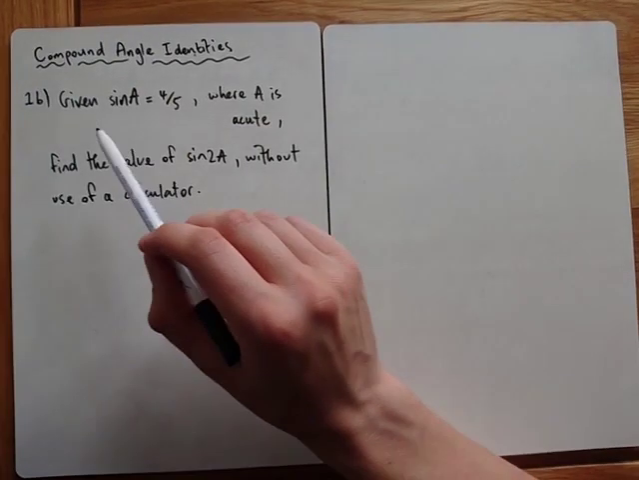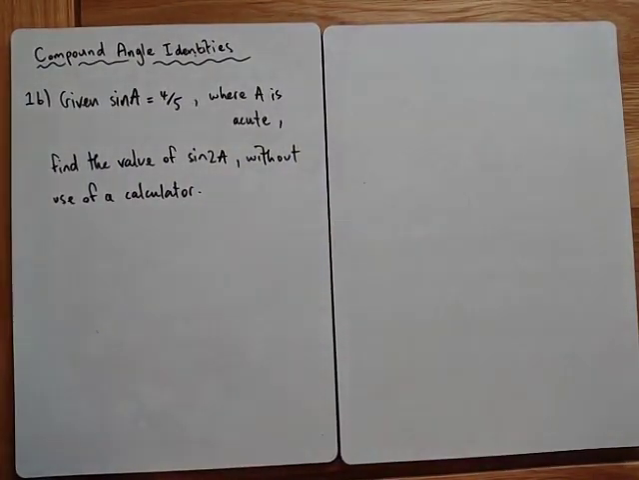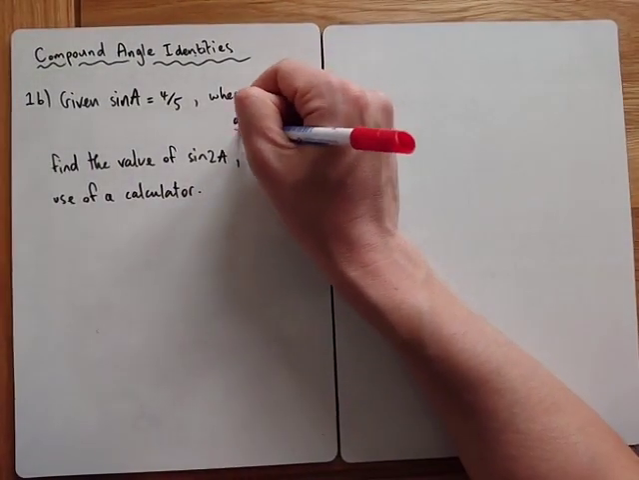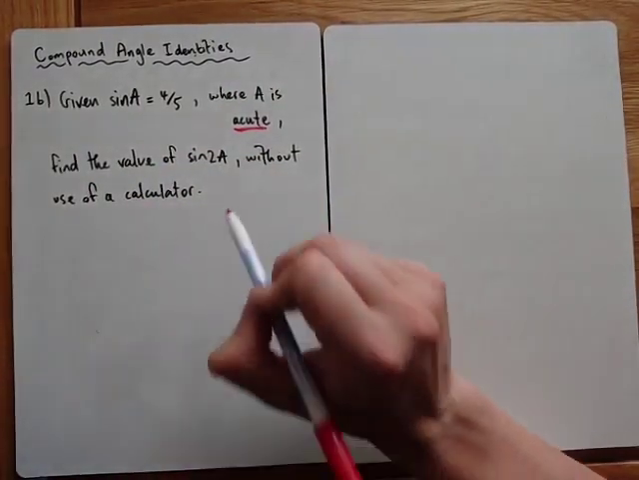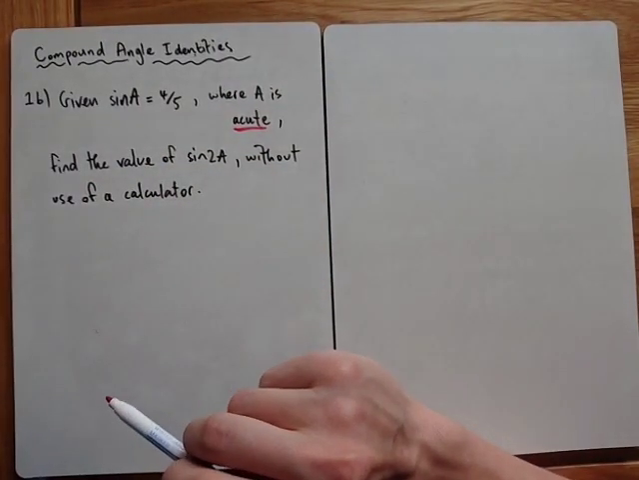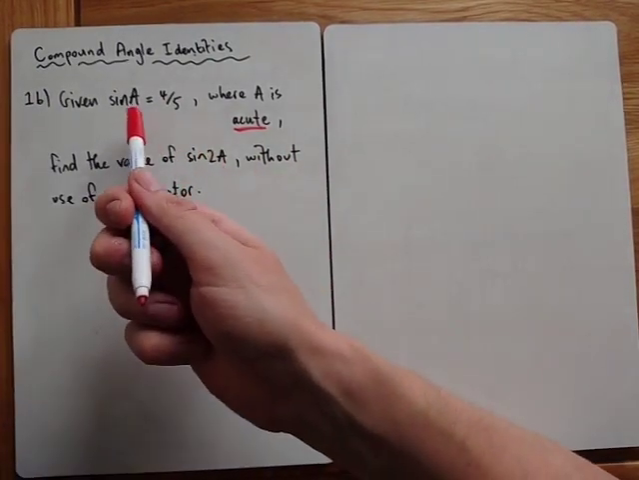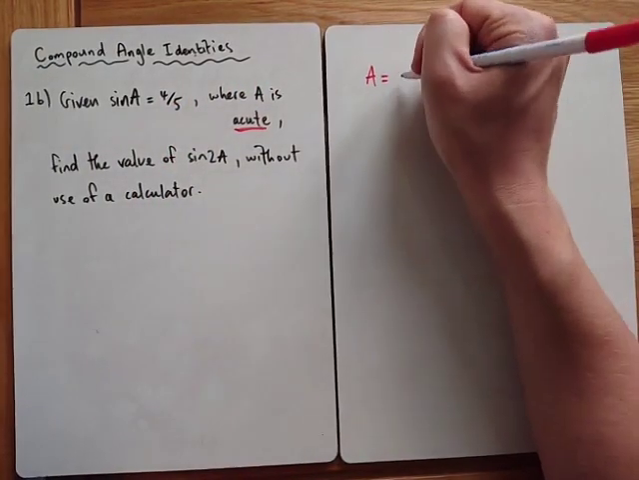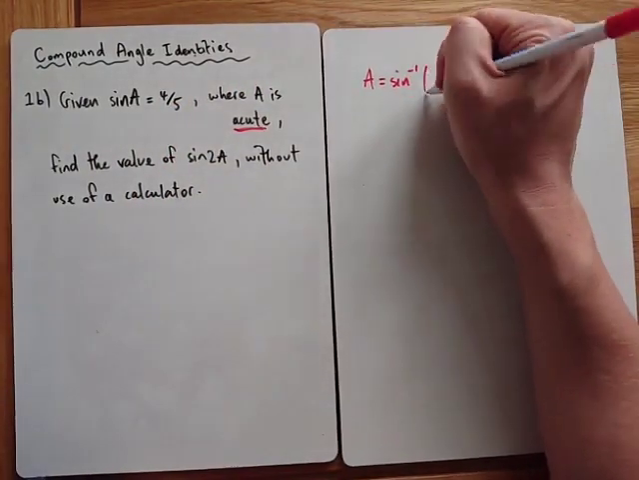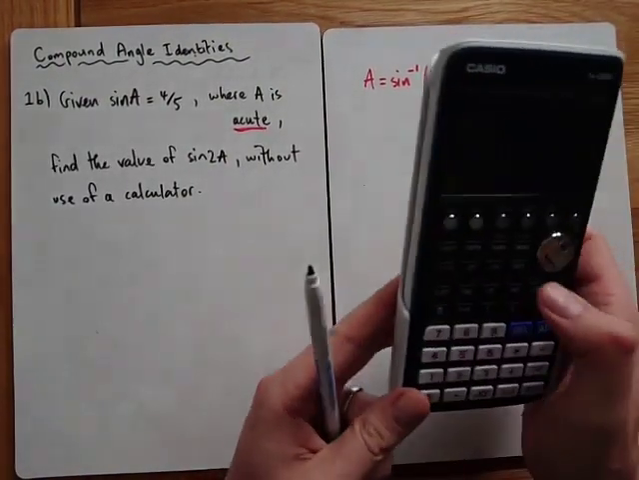Okay, so part B says, given that sine A is equal to 4/5, where A is acute. That's really important actually, we'll come back to that in a minute. Find the value of sine of 2A, without use of a calculator again. So you might think, if you're able to use a calculator, well, if I know sine A is equal to 4/5, you might just go, well, A is equal to sine inverse 4/5.